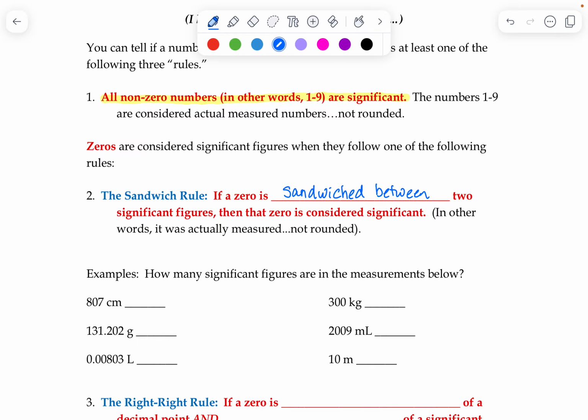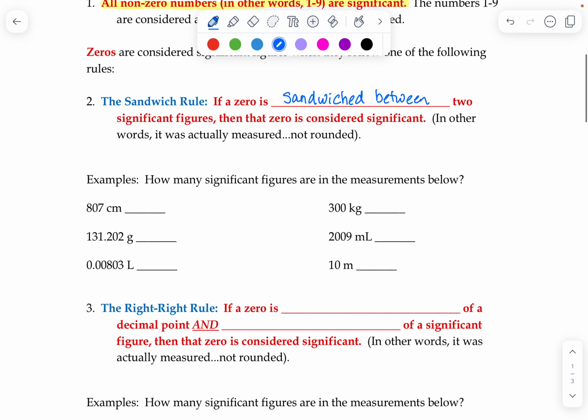So if you were to look at the 6 different examples of the measurements that you see below, there are 6 different numbers there. So again, anything that's not a 0 counts as being significant. So in this first one, the 8 and the 7 count, and then that 0 is in an 8-7 sandwich. That means that this measurement has 3 significant figures. For the next one, the 1, the 3, the 1, the 2, and the 2 all count. This 0 is in a 2-2 sandwich, so it also counts.